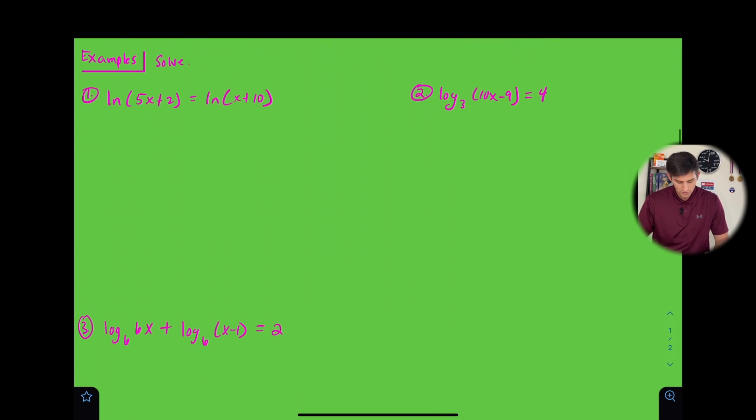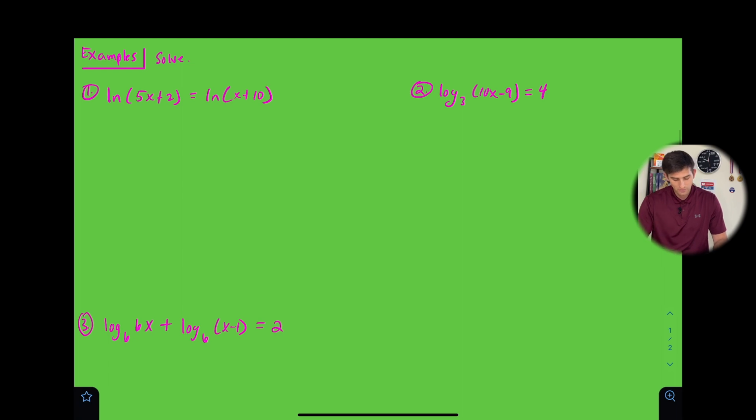Okay, so we're going to do 3 examples in this video. Number 1, we're going to do ln of 5x plus 2 equals ln of x plus 10. So notice we're just taking the ln of both sides. So for those to be equal, 5x plus 2 has to equal x plus 10.